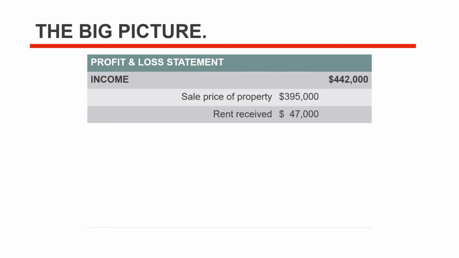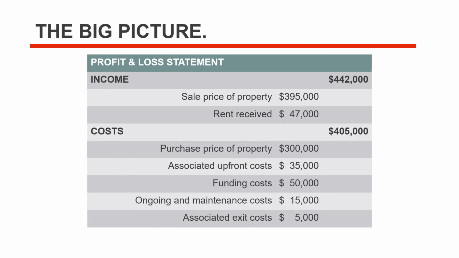For example, let's say this investment property has sold for $395,000 and the rent received over the life of the investment is $47,000. So this is total cash in of $442,000. Then record all the costs associated with the property over the life of the investment.